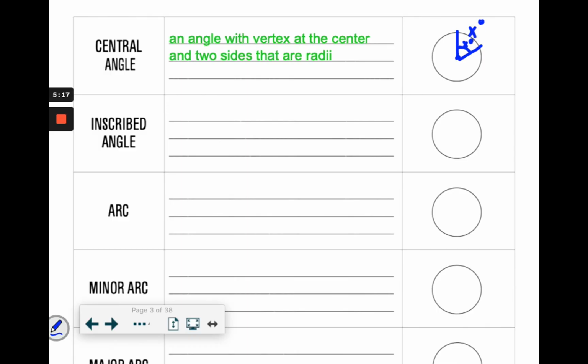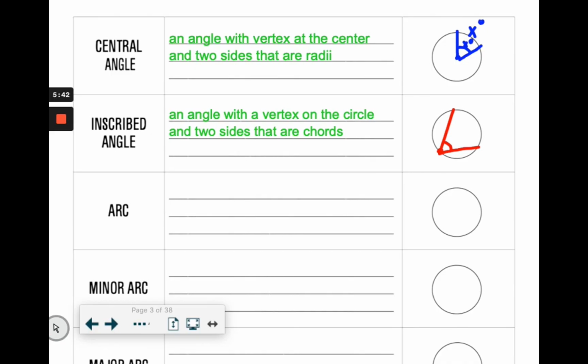Okay, inscribed angles are different. That's an angle with a vertex on the circle. So our vertex is on the circle, and then we have two chords for our sides. Now we're not going to have the same rule, but this angle compared to the arc that it intercepts is going to be a different rule. They're not going to be equal anymore. We'll get to that another day.